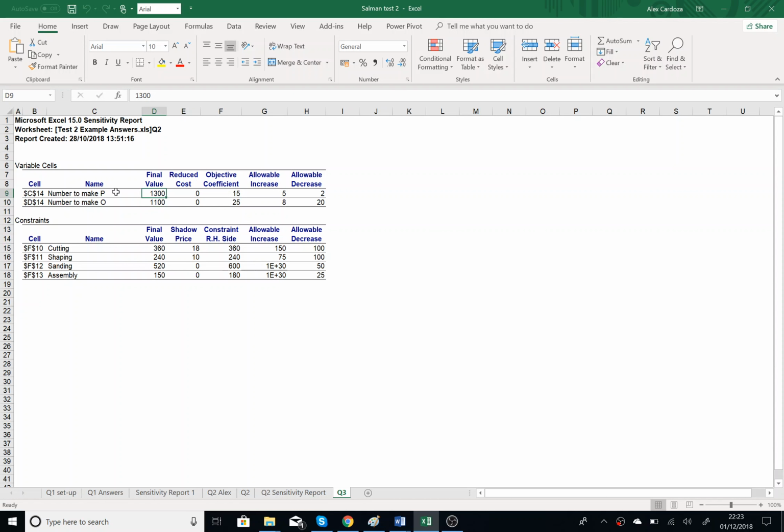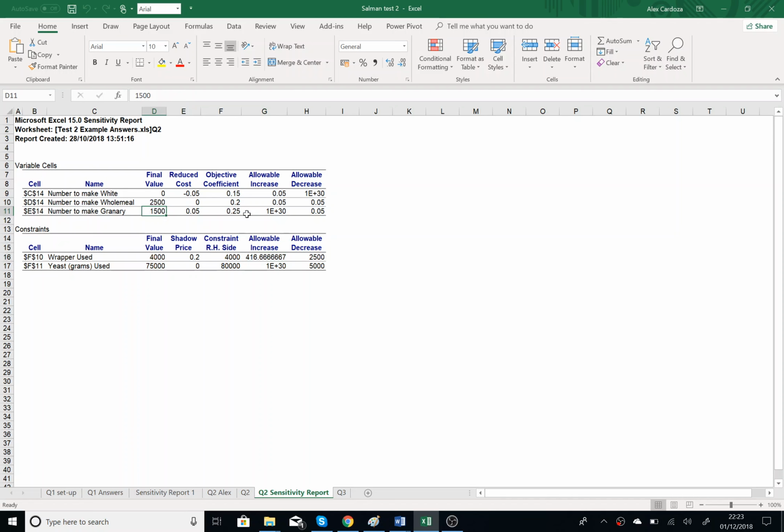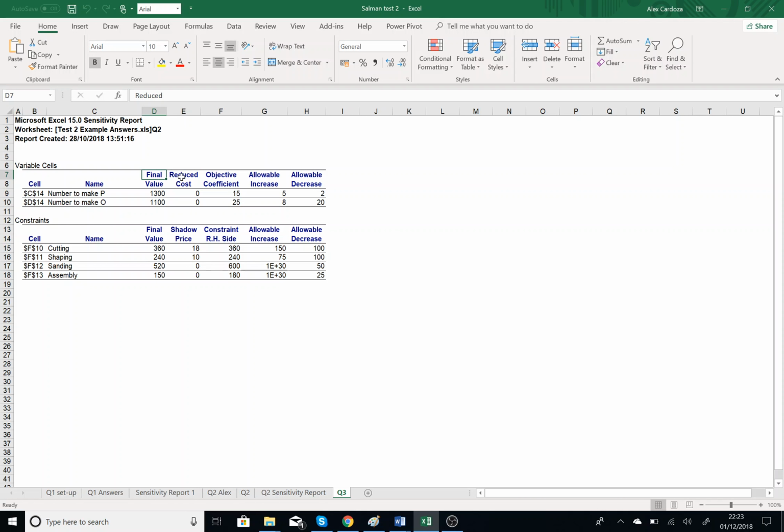These are the final values that you have. So if you look at this one that we did previously, that's however much you make of something. So that's the total of what you would make, and these are your prices. The objective coefficient is your prices, and this would be how much you can increase your price by and how much you could decrease it by according to your sensitivity analysis. Okay. So that's how many you would make. So you'd make 1300 of P and 1100 of O.